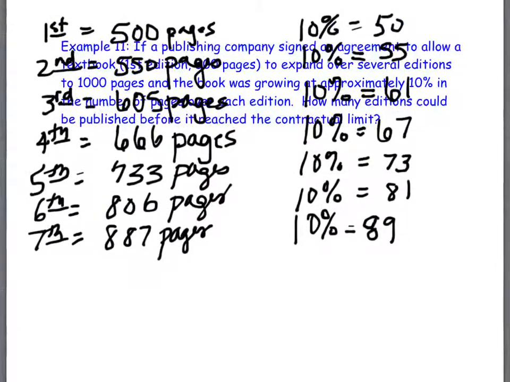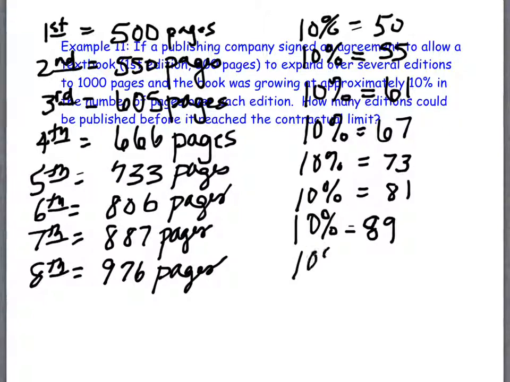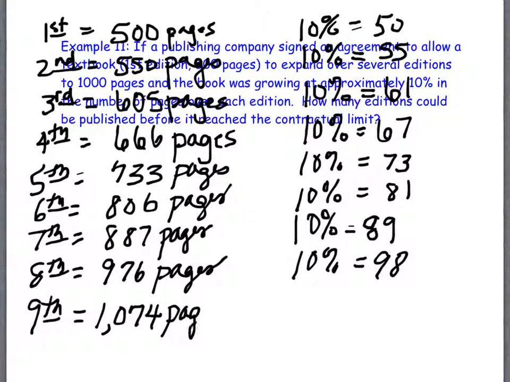All right, I realize I'm just moving this into a way that's sort of on top of my own text, but I need more space. So you already wrote it down. What's the 887 plus the 89? 976. And 10% of that one would be 98. And if we were allowed to do a 9th edition, it would have how many pages? 1,074 pages.